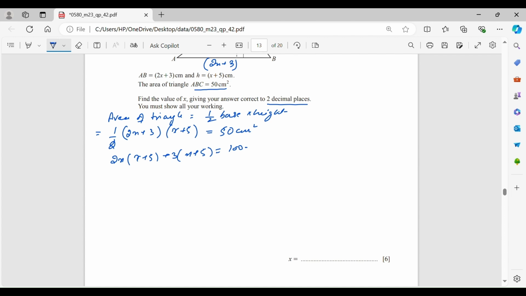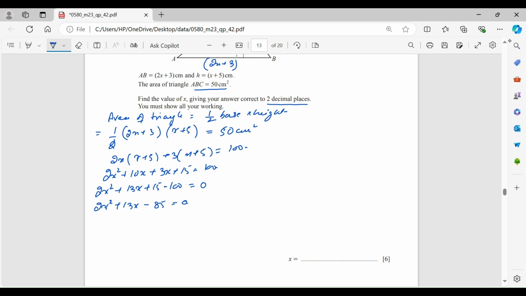2x square plus 10x plus 3x plus 15, this is equal to 100. This is 2x square plus 13x plus 15 minus 100, this is equal to 0. 2x square plus 13x minus 85, this is equal to 0. Now we will use the formula method to find the value of x.